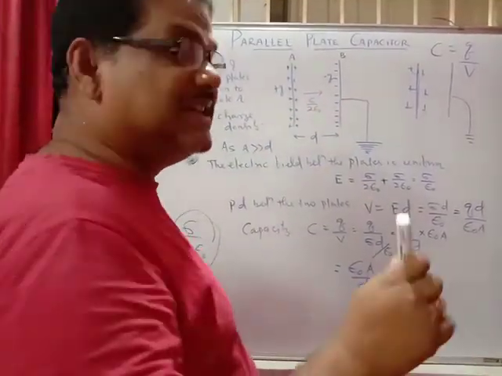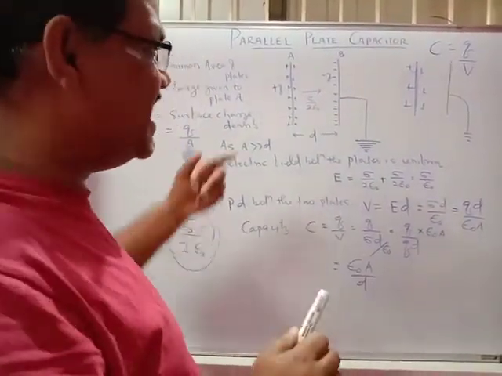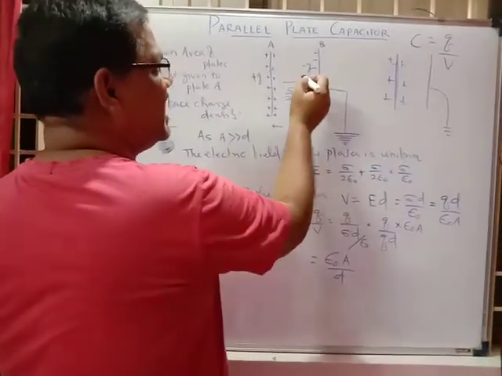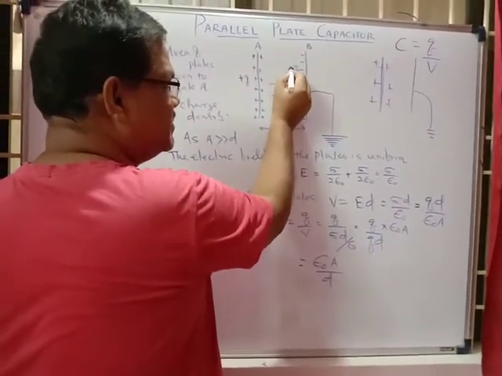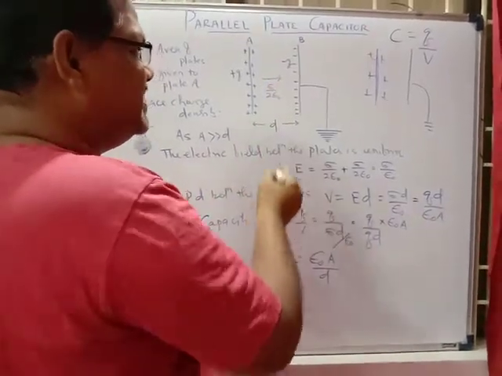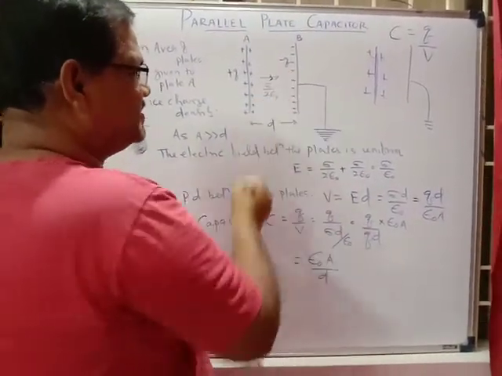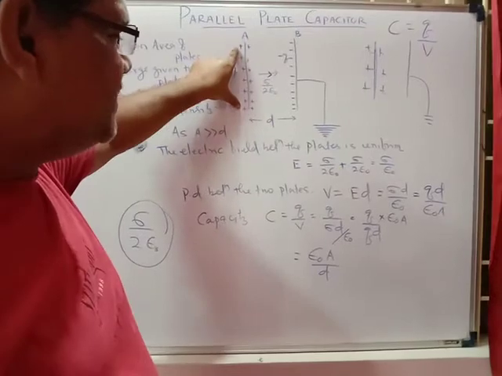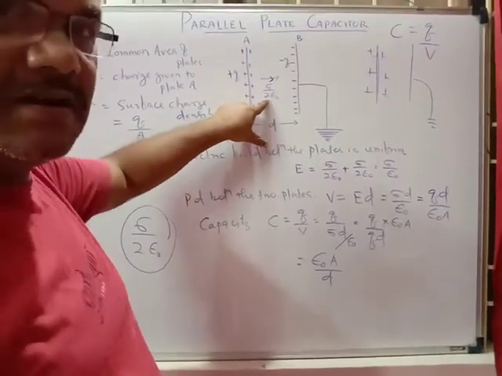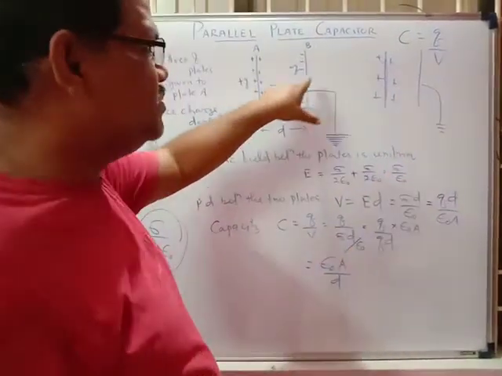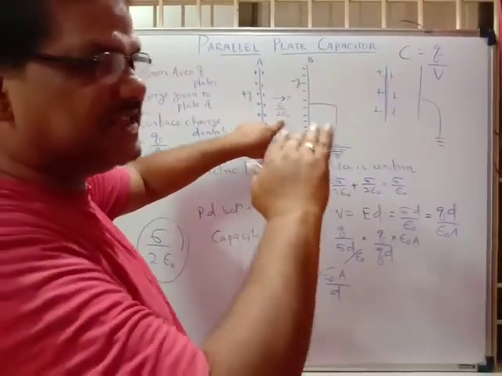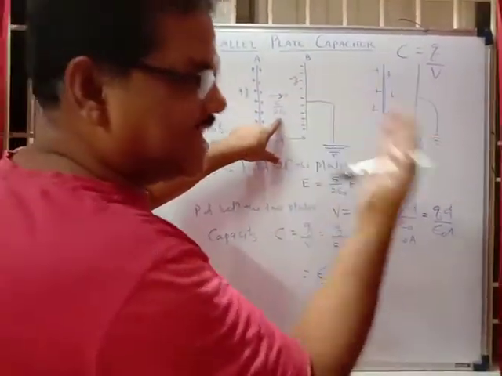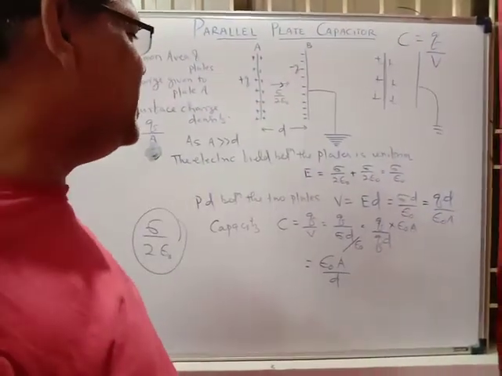That is also sigma upon 2 epsilon naught, but directed towards the right, in the same direction. Due to this plate, because the minus Q charge is there, the direction will be changed, and the electric field will be sigma upon 2 epsilon naught towards the right. So what will be the total electric field?